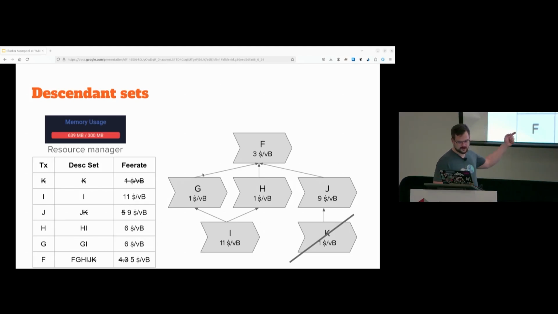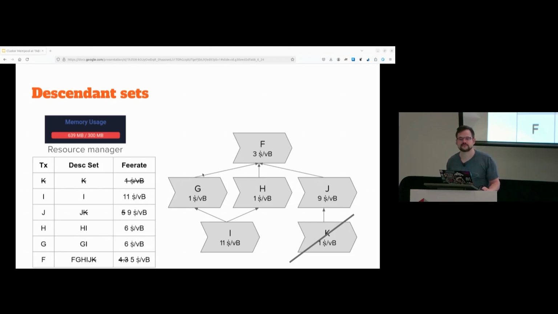So what we found in the final slide was we'll kick out GHI first and keep F and J, right? And here, the lowest descendant set fee rate is the one of F. F has a descendant set fee rate of 5. GHI, or sorry, I should say, I has 11. G and H each have 6, which is higher than F. J has 9, right? So the first thing you would evict is also the thing that you would mine out of this cluster. Okay, thank you.